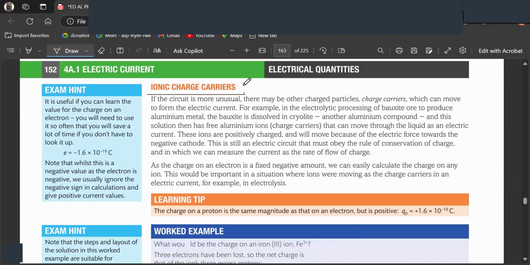If the circuit is more unusual, there may be other charged particles as well. We call them charge carriers, which can move to form the electric current. For example, in the electrolytic processing of bauxite ore to produce aluminium metal, the bauxite is dissolved in cryolite. Why? Why is it dissolved in cryolite? Any idea?